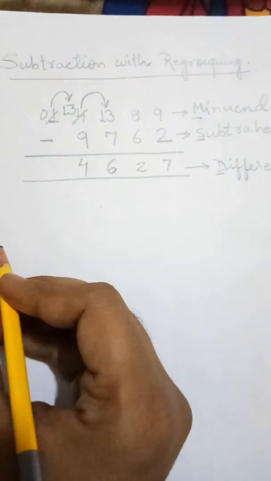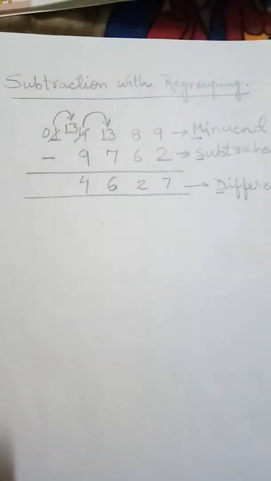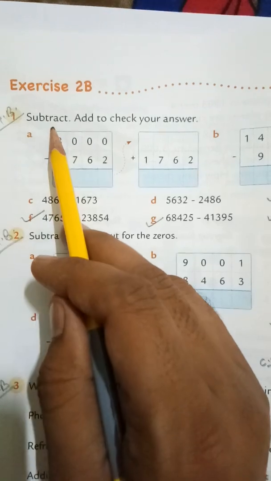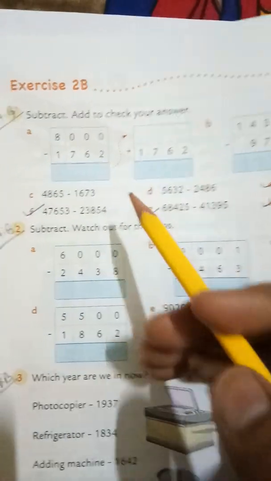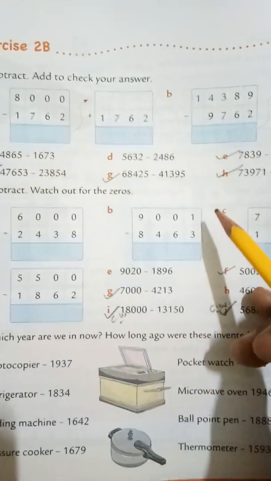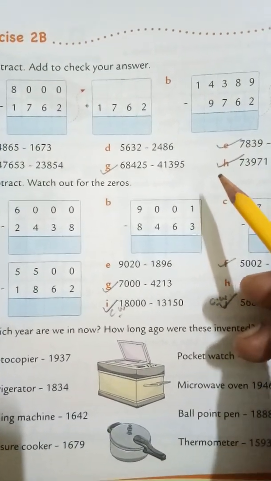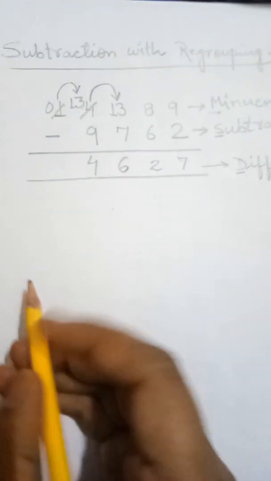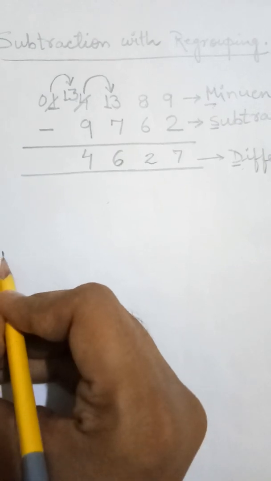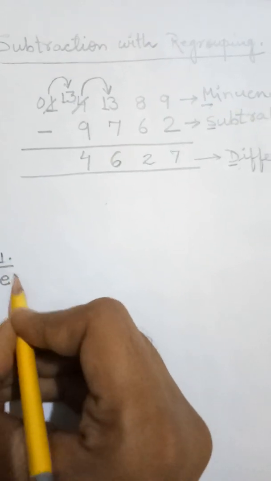Now I am going to tell you how to check, because exercise 2B question number 1 says, subtract, add to check your answer. So here first we'll subtract and then we'll add to check our answer. So I'm going to tell you how to subtract and check. I'm taking one example, question number 1E.